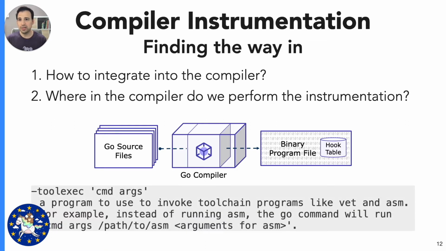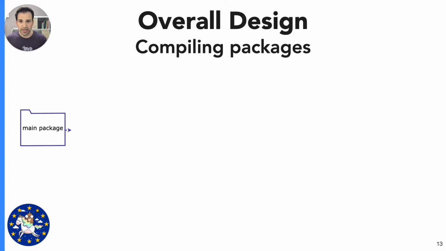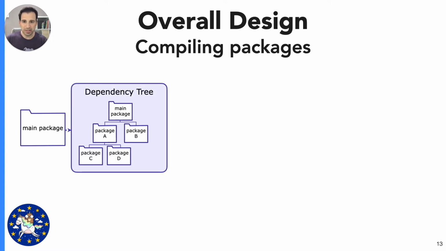This option is toolexec, and its value must be a command line that will be called to execute the Go compiler toolchain programs involved during the compilation. So the overall design of this tool when compiling a Go program from a given main package is that the compiler first creates its package dependency tree.